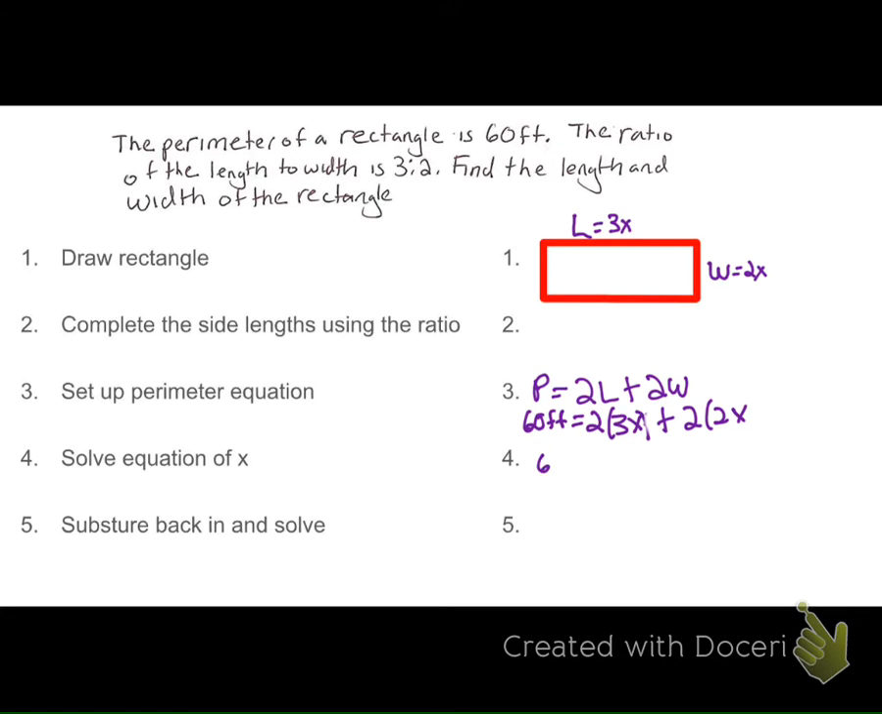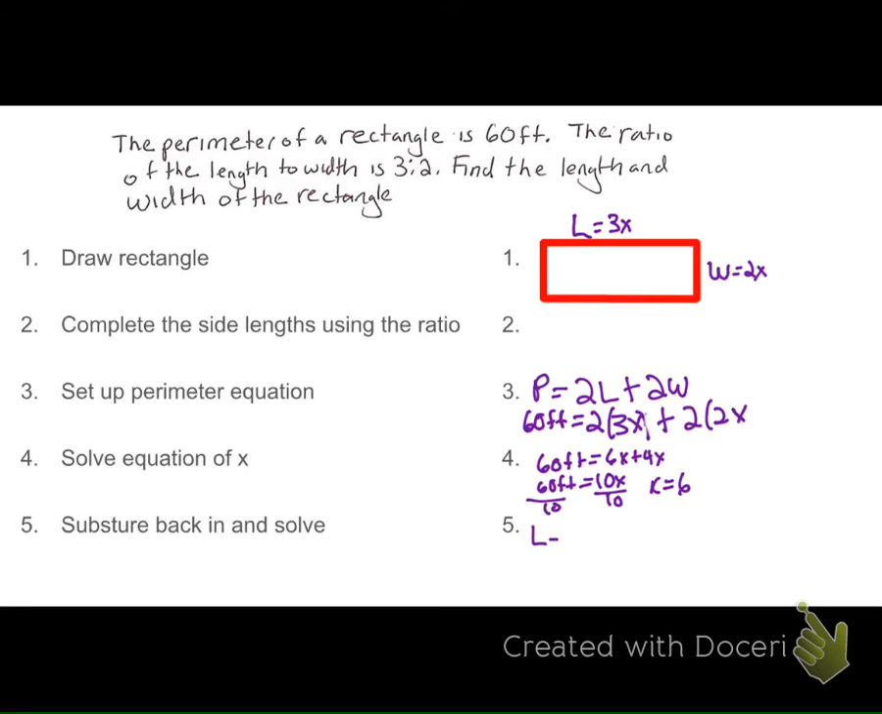So I end up with 60 feet equals 6x plus 4x, which gives me 60 feet equals 10x. I divide by 10. When I divide by 10, what am I left with? 6. Last step is to solve.